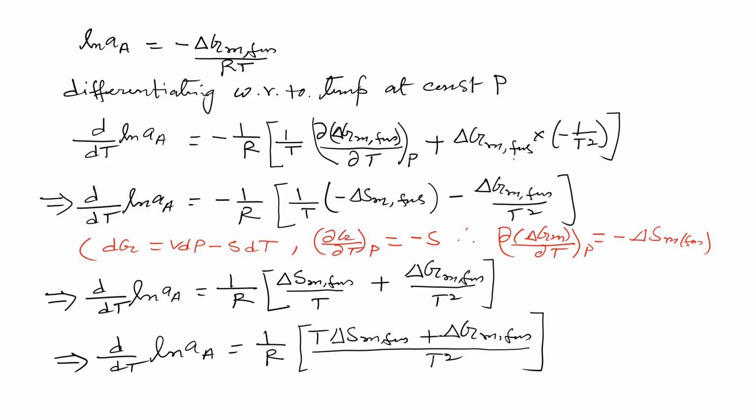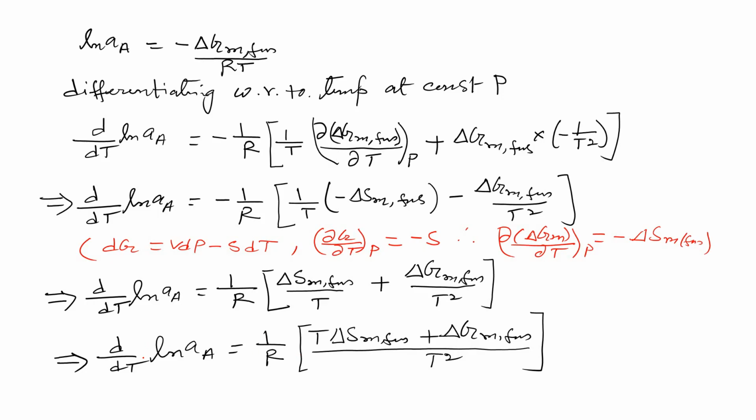And then minus the same thing, minus delta Gm fusion divided by T square. So d/dT of ln activity of A is equal to this, with minus on both sides. If we take minus common, minus minus will get cancelled, plus. So here 1 by R, then delta Sm fusion divided by T plus delta Gm fusion divided by T square. We'll take T square as the LCM, then we'll get T delta Sm fusion plus delta Gm, the molar Gibbs free energy change during fusion.